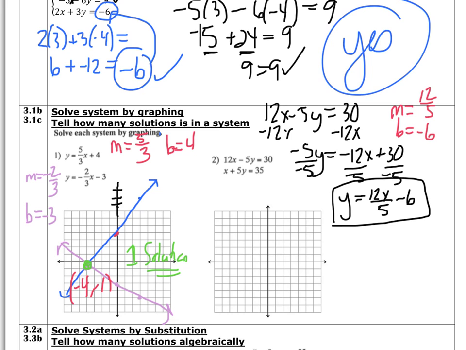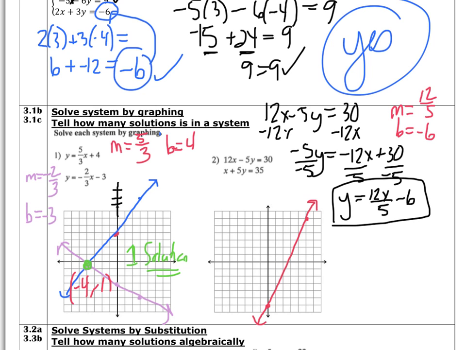So I'm going to go down to -6 on the y-intercept and plot a point. From there, I'm going to move the slope of up 12 to the right 5. So if you go up 12, this is going to be 6, that's going to be 12. To the right 5 is going to land me right here. If you connect these 2 points, you'll get this line right there.